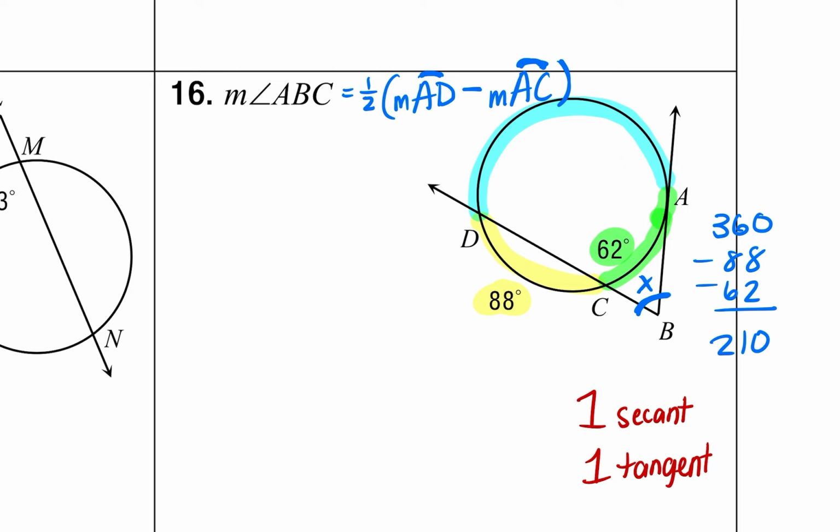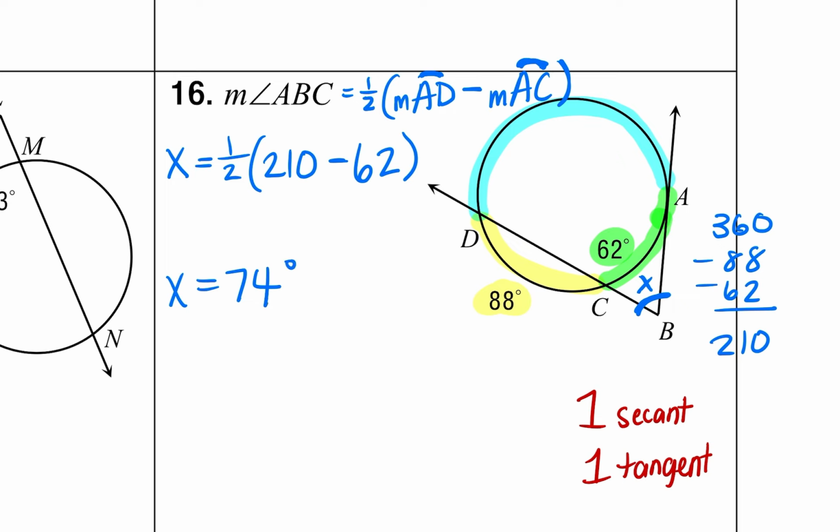Okay. So now I'm going to say that X is the measurement of angle ABC, and it's equal to a half of measurement of arc AD. I just found that it's 210 degrees, minus the measurement of arc AC. That's in the green there, so that's 62. And a half of 210 minus 62. Pause this and get your answer. X is going to equal 74 degrees, and X was measurement of ABC. So we're done.